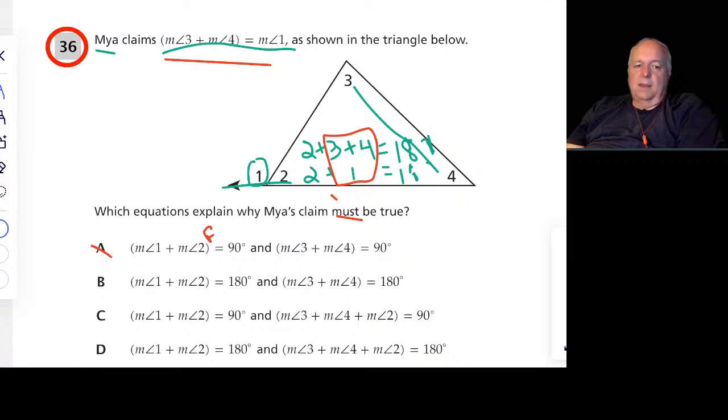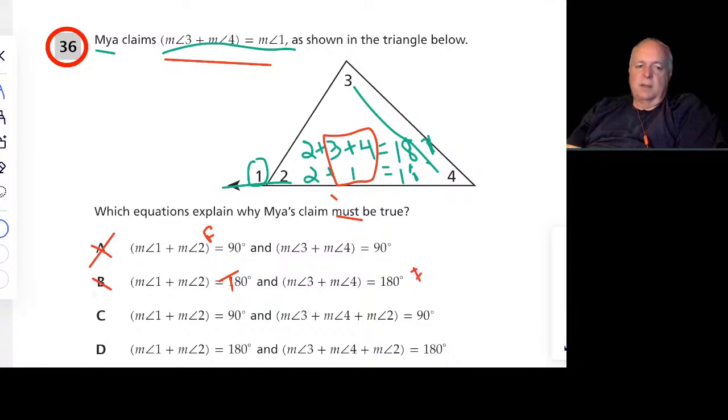Okay, B, 1 and 2 is 180. That's true. And 3 and 4 is equal to 180. No. 2 plus 3 plus 4 is 180. So this is false. So we have a true and a false. Therefore, it must be false. So B is not the answer.